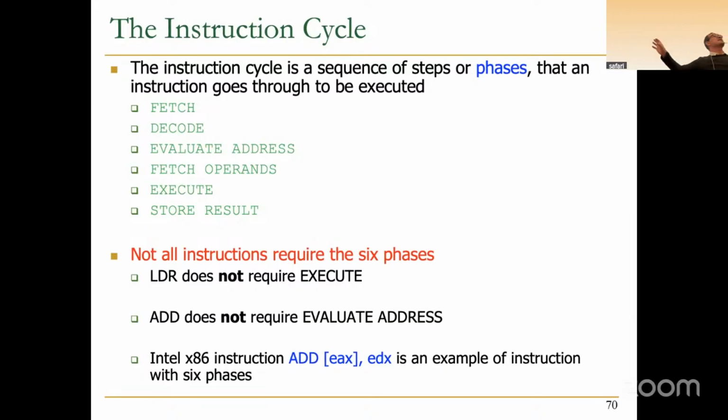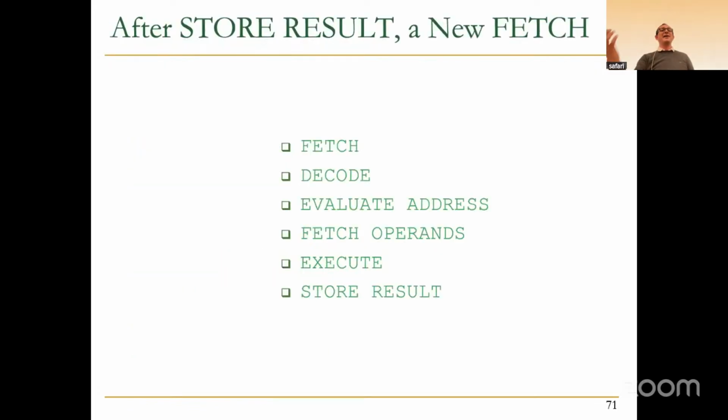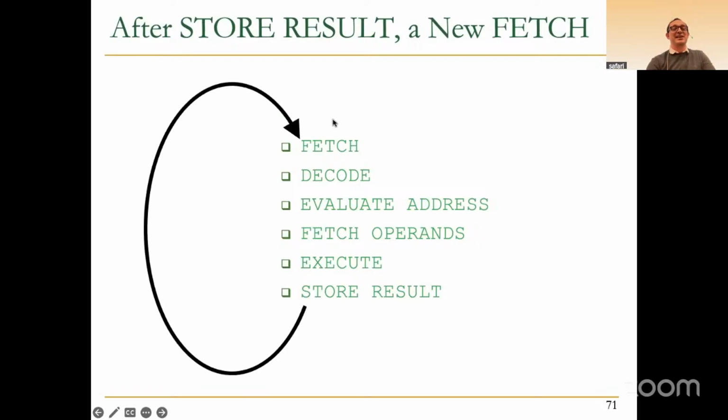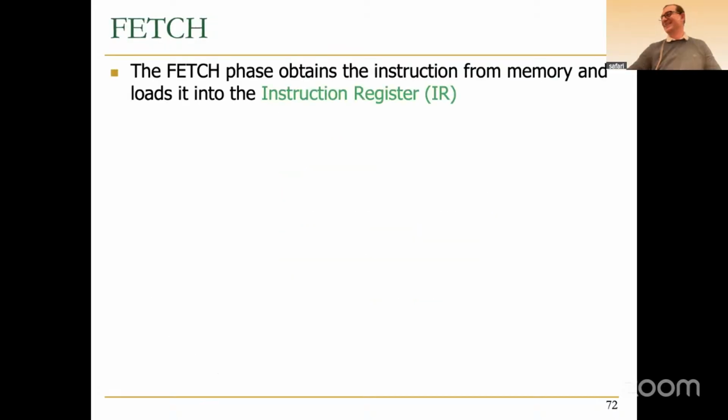So there are good reasons why people add these things into the ISAs, but they do complicate the ISA also. They do complicate the implementation in the end. Okay, so after you store the result, an instruction fetch happens. Basically, that's why this is called a cycle. Now we're going to go through each of these stages. Does that sound like fun? Okay, you're already having fun, I can tell.